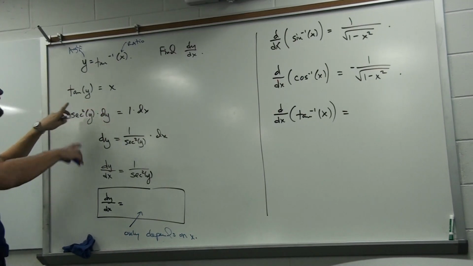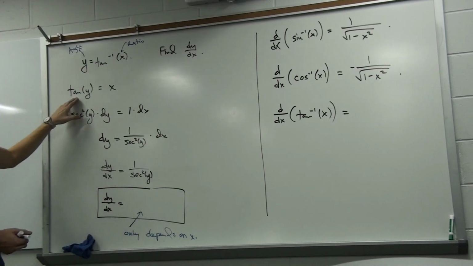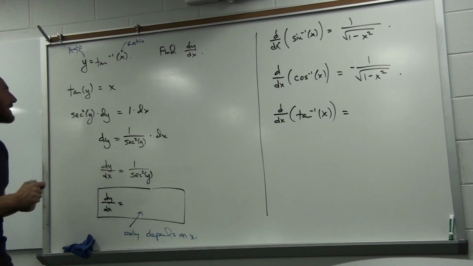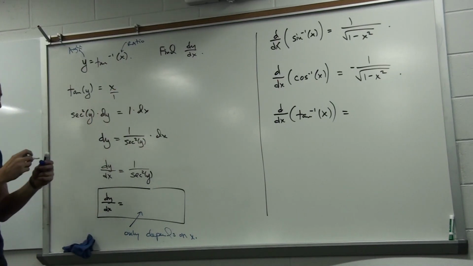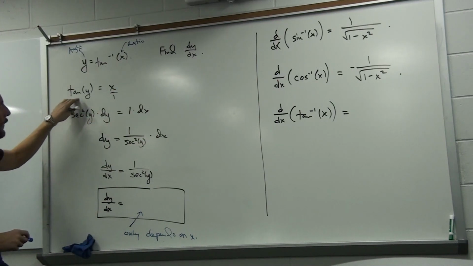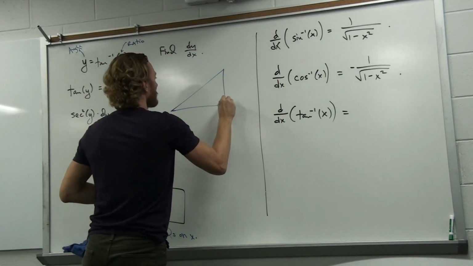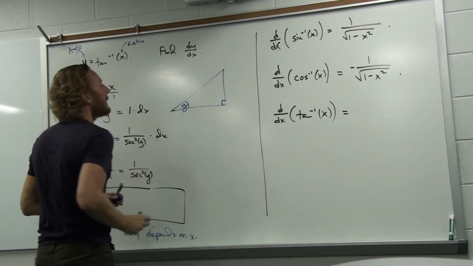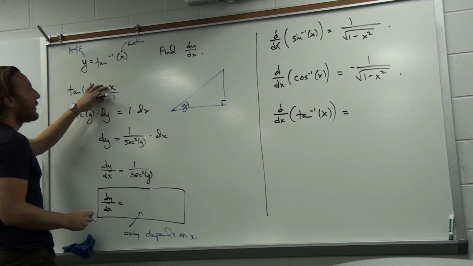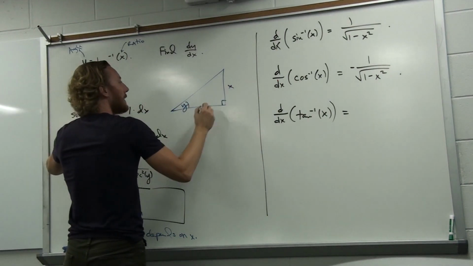Now, whenever I say that tangent of y is x, tangent, you know, is opposite over adjacent. So it would be nice if we had that x written as a fraction. Let's write it as x over 1. Like tangent always is opposite over adjacent. So let us go to a triangle. Let us plop in our angle y, and let us write our opposite over our adjacent as x and 1.